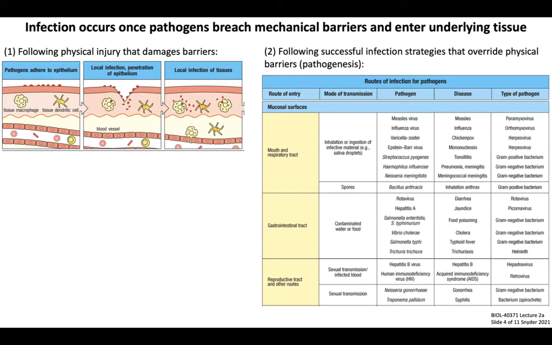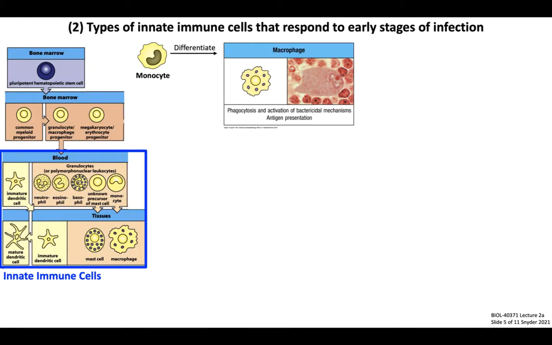So let's learn more about the first steps of an innate immune response that are induced or engaged once a physical barrier has been breached. To learn about the early induced responses of innate immunity, we first need to learn about the constituent cell types involved and each of their contributions to the immune response.